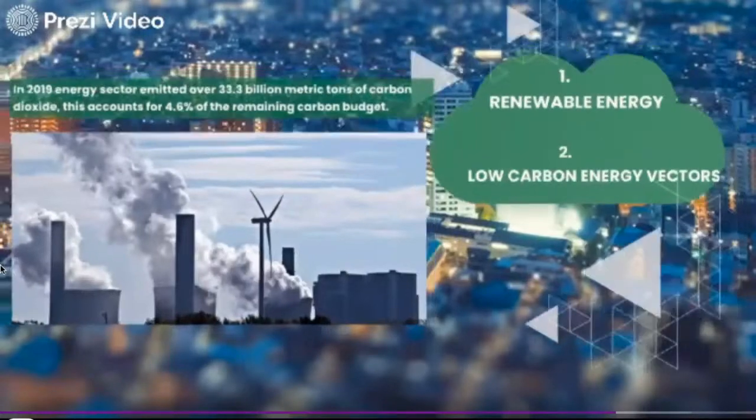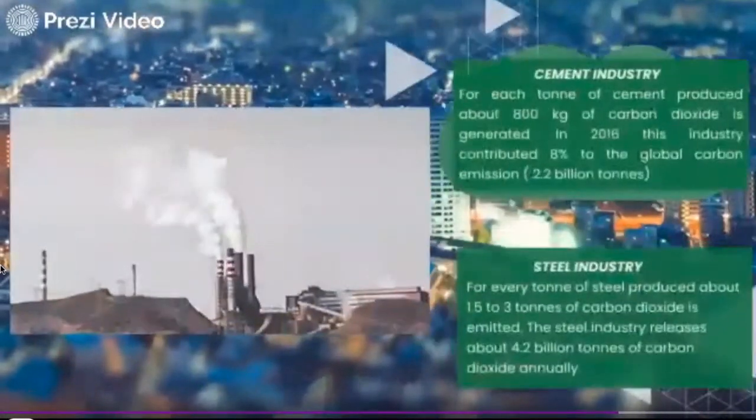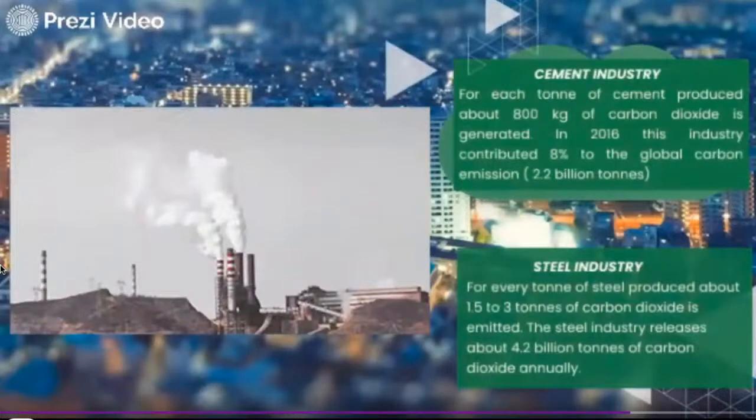Now we look at the manufacturing industry: the cement industry and steel production. In the cement industry, for each ton of cement produced, about 800 kilograms of carbon dioxide is generated. And for the steel industry, for every ton of steel produced, about 1.5 to 3 tons of carbon dioxide is emitted. These two industries are among the greatest emitters of carbon dioxide, but there is no actual carbon capture and storage implemented in this system. So how do we stay within this budget if we don't implement carbon capture and storage to curb the emission of carbon to the atmosphere from these industries?